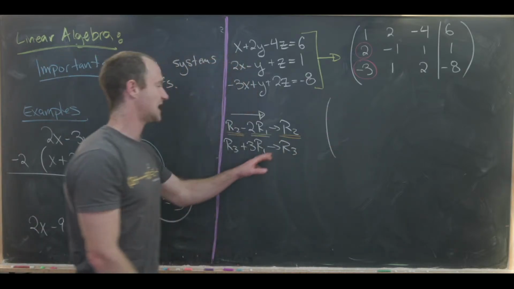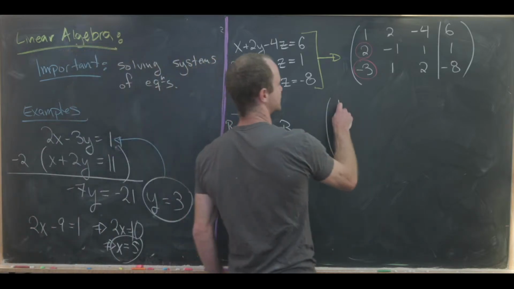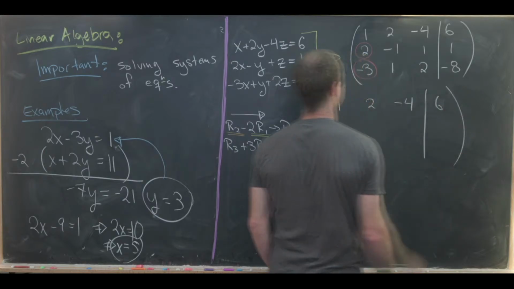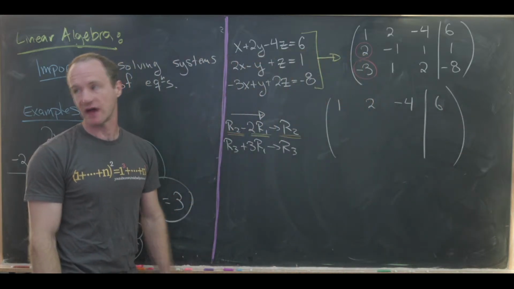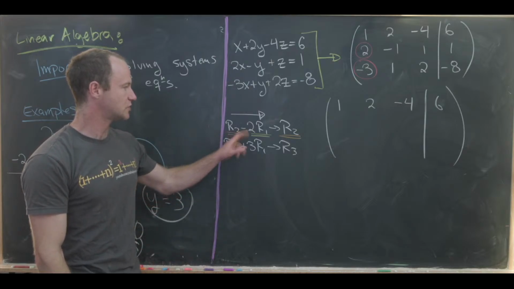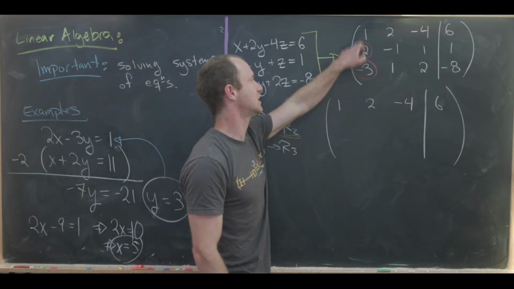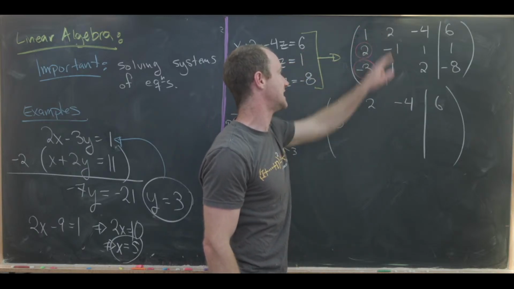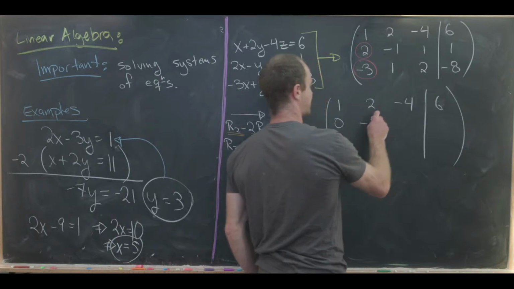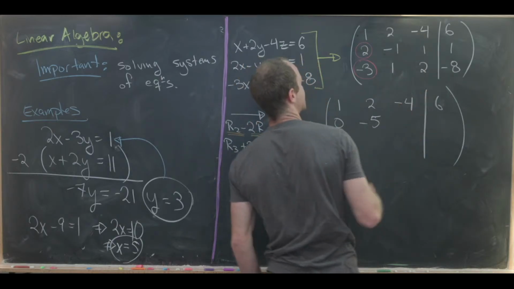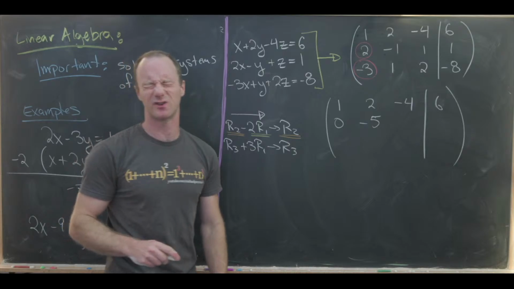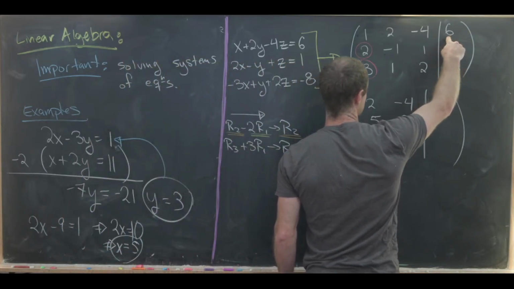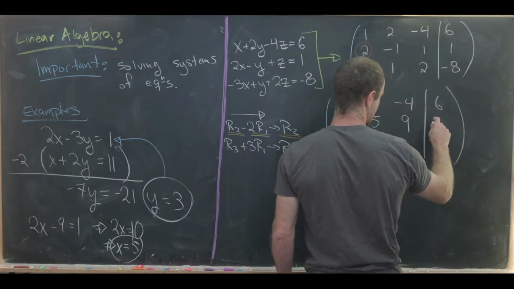So let's see. I'm not changing row 1 in any of these calculations, so I'll just copy it back down. 1, 2, negative 4, 6. Now I'm changing the other two, so I have to be careful with my arithmetic. Row 2 minus 2 row 1. So that's going to be 2 minus 2 times 1, that's 0. Negative 1 minus 2 times 2, that is negative 5. 1 minus 2 times negative 4, that is going to be 9. 1 minus 2 times 6 is going to be negative 11.